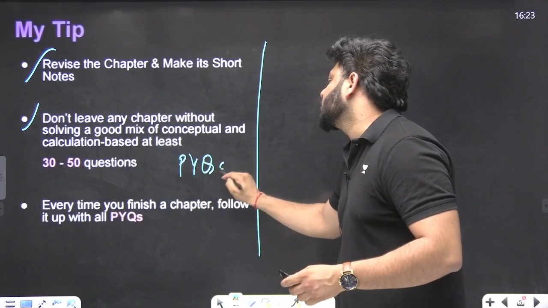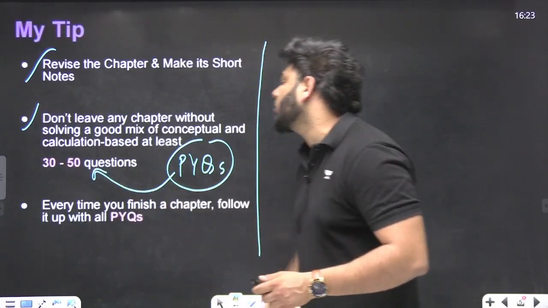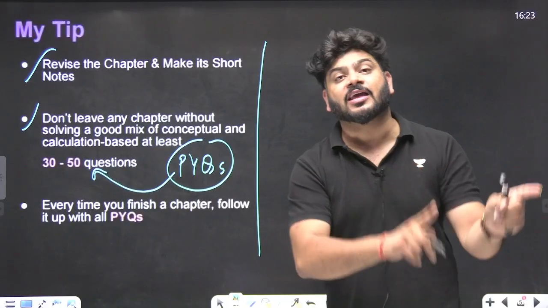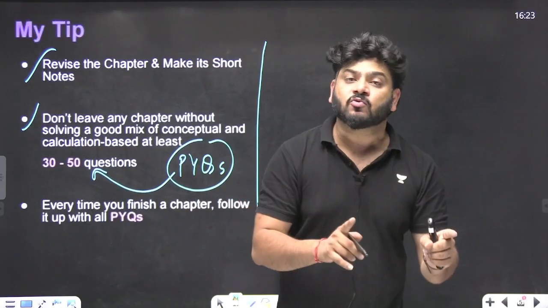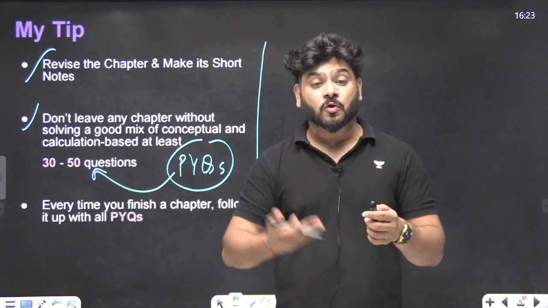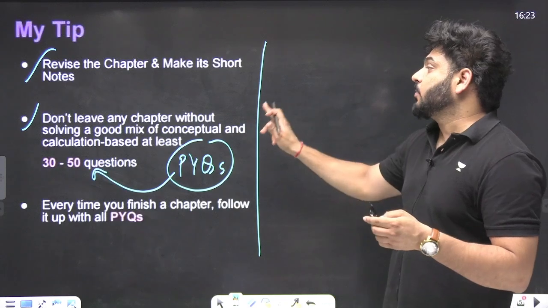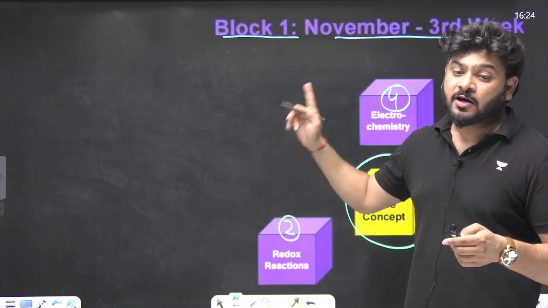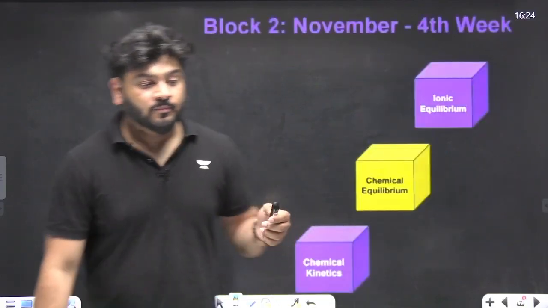This is my suggestion. These 30 to 50 questions can also be your PYQs, because PYQs are highly important. Try focusing on the previous 5 years' PYQs, because they are the latest ones, and this kind of pattern will be followed in future also. So that is the tip that you need to follow for every single block. So that was your block 1. Now I'll come to block number 2.